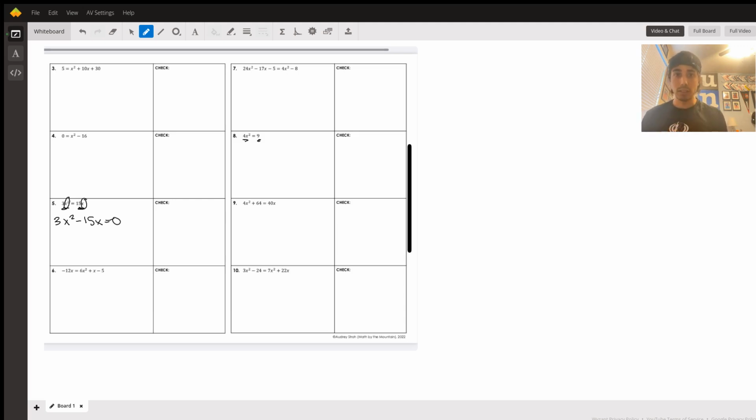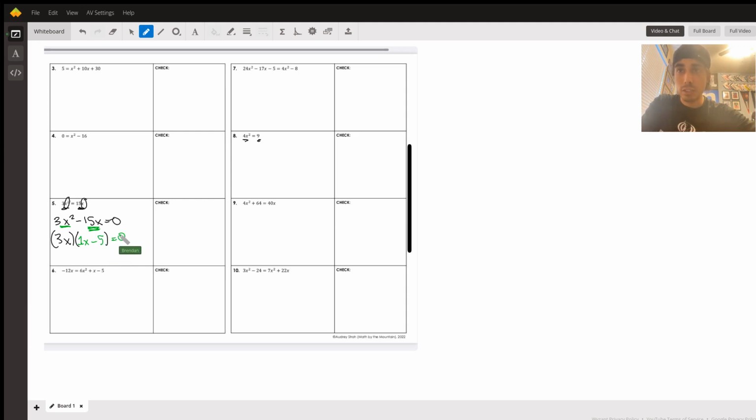First of all, notice we've got a greatest common factor here. We can take out a 3. Not only can we take out a 3, we can actually take out a 3 and an x. So we can take out a 3x. And what will that leave us with? So remember, if we're taking out a greatest common factor, we're going to divide each of these by what we just took out. So 3x squared divided by 3x just leaves us with 1x. And then 15x divided by 3x, that leaves us with 5.